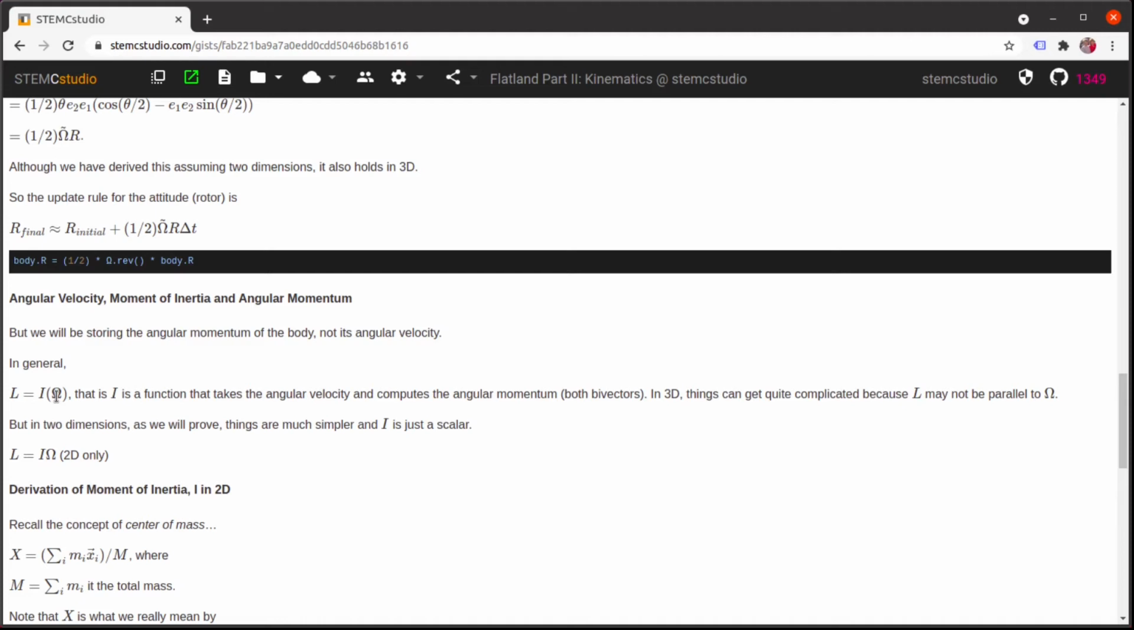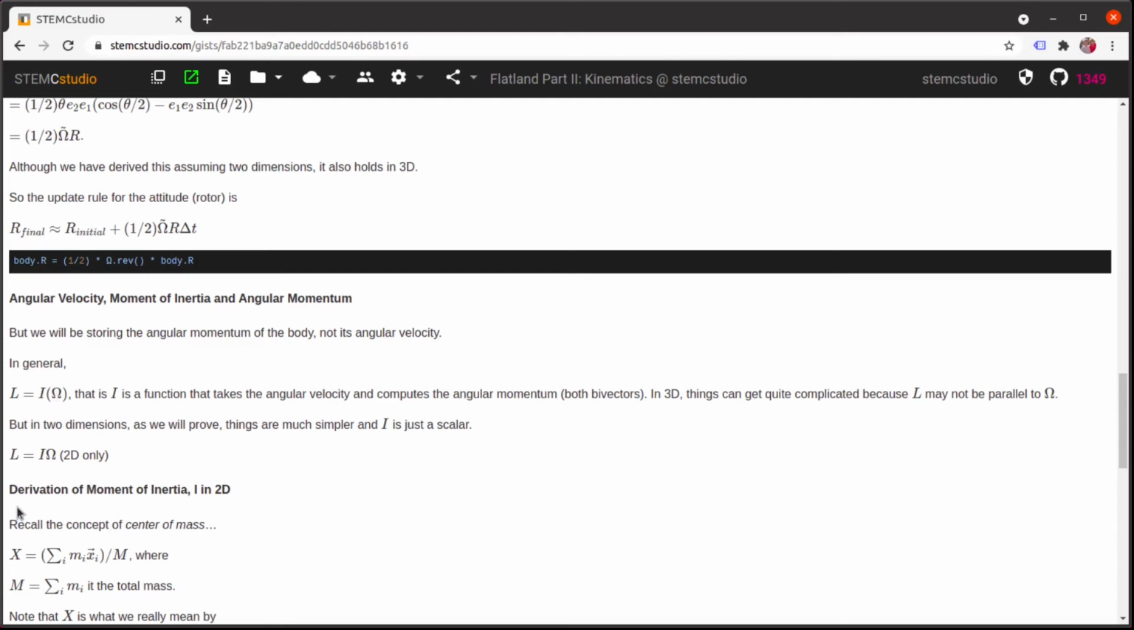But we're kind of fortunate because we're actually working in 2D right now. And in 2 dimensions, there's only one plane. It's the standard e1, e2 oriented bivector plane. So it's a lot simpler in 2D. You can't have angular velocity and angular momentum not being parallel. They are parallel, and because they're parallel, the moment of inertia is just a scalar.